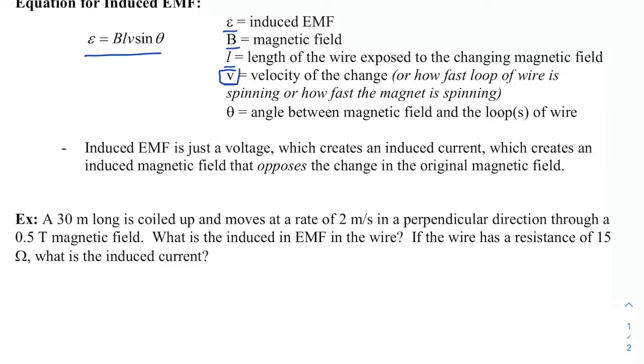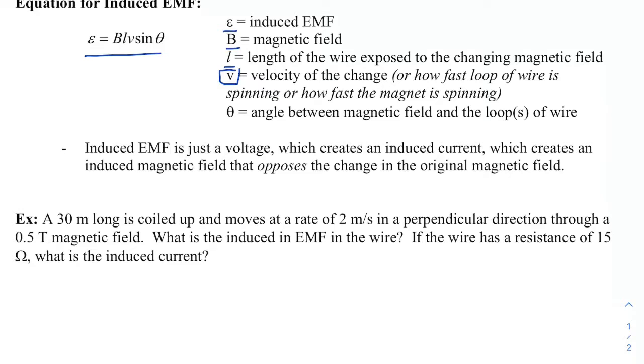And then theta is just the angle between my magnetic field and my loop of wire. Remember, induced EMF is just a voltage, which is creating this induced current. Remember, Lenz's law said that my magnetic field is changing. That changing magnetic field creates an electric field, which causes current to flow, and the creation of that electric field is what we consider to be the induced EMF. That current flowing creates a new magnetic field that opposes the change in the original magnetic field.